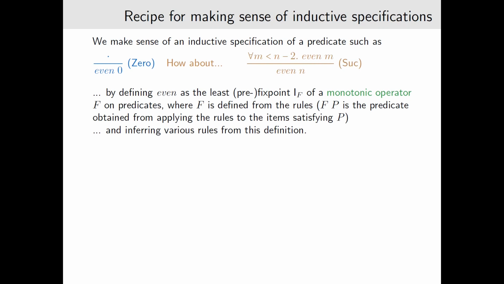How about this one? We say, so in order to infer even, we say, oh, for all m smaller than n minus 2, even m holds. And then we infer even of n. Is this a correct inductive definition? Yes, it is. Think about monotonicity: you think about adding new knowledge about what's true about even, right? Whatever even means. Now we're not talking about even numbers.